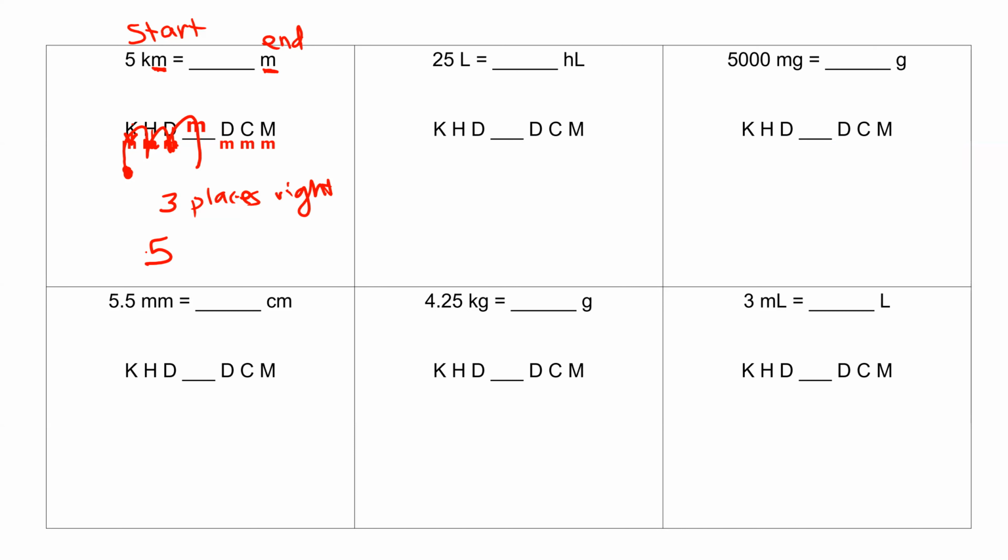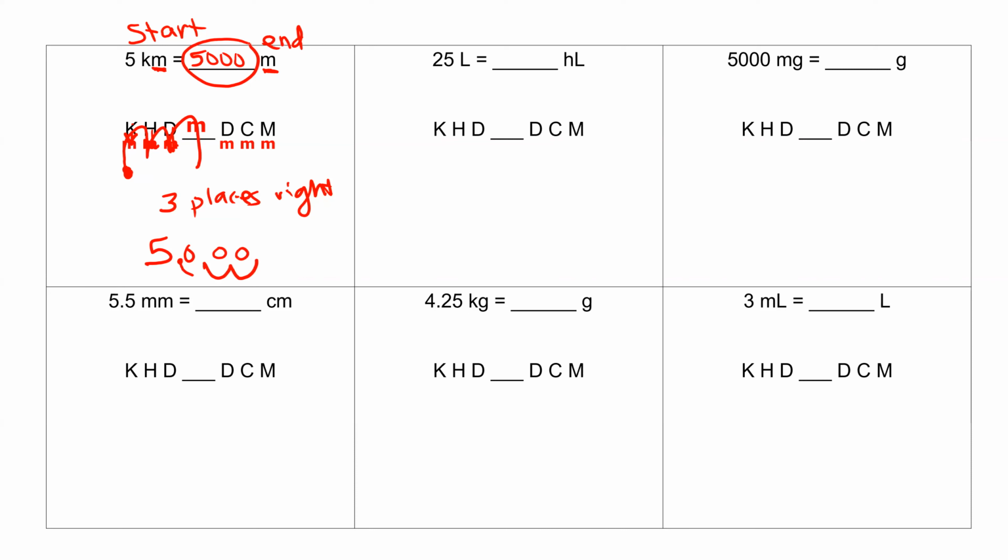In my whole number five, my decimal point is at the end. It's just invisible. And then I have to move it three places right. So one, two, three. When I fill in with zeros, I know that this is 5,000 meters. And that's our answer. Or you can set up a proportion. If it's straight off of your star chart, you can use that.